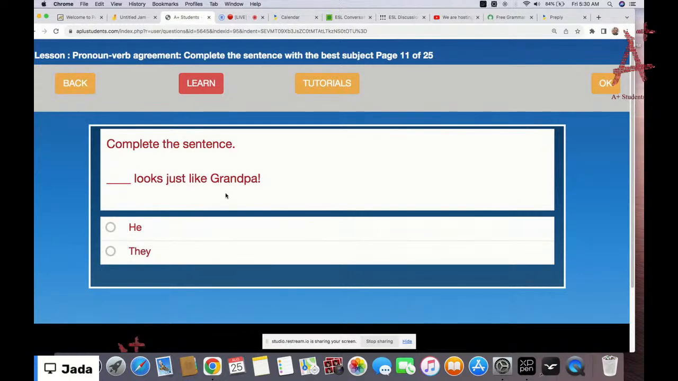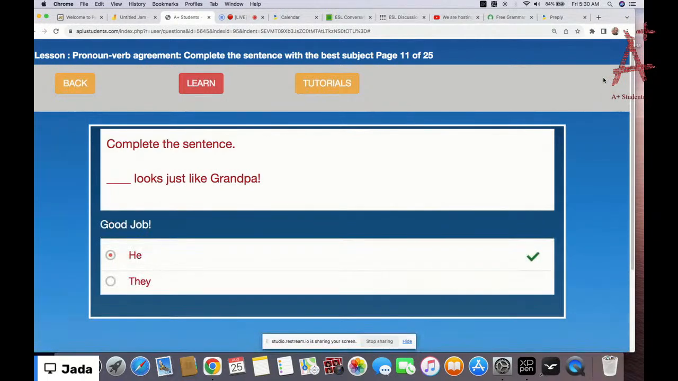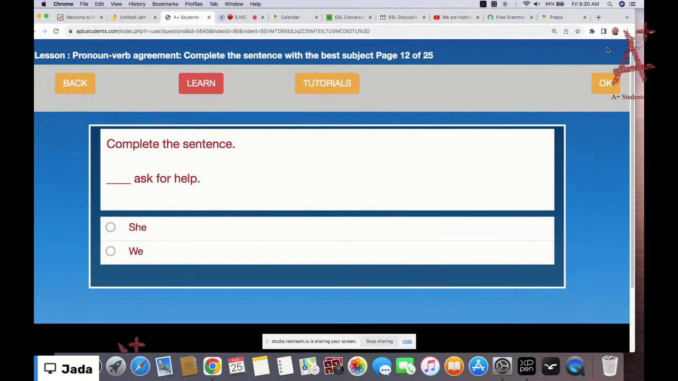Dash looks just like grandpa. We have looks with S, so that means it's going to be a singular subject. He looks just like grandpa. Ask for help. Ask doesn't have what? Doesn't have an S. So it's going to be plural.